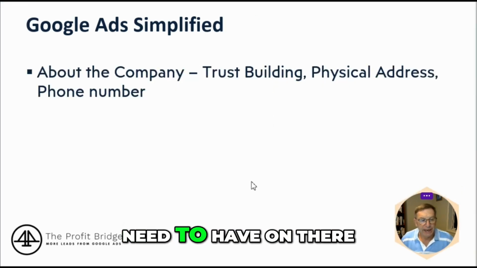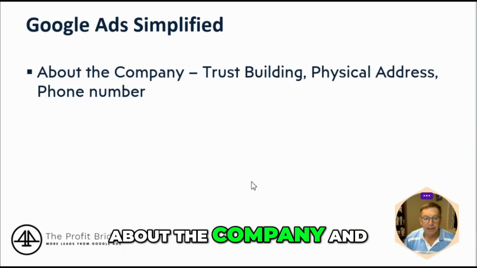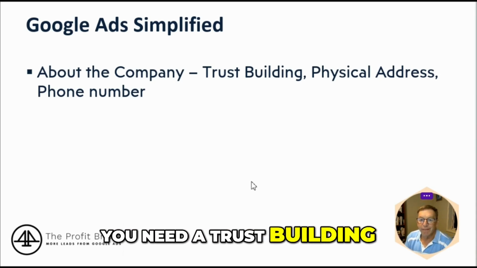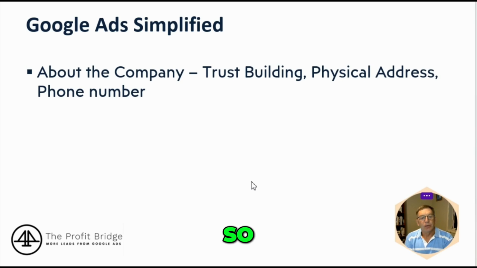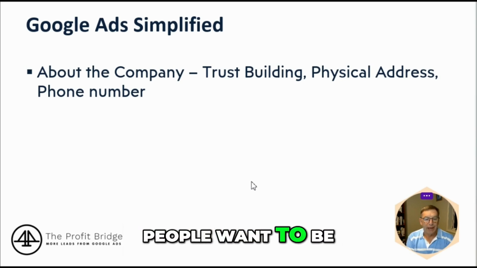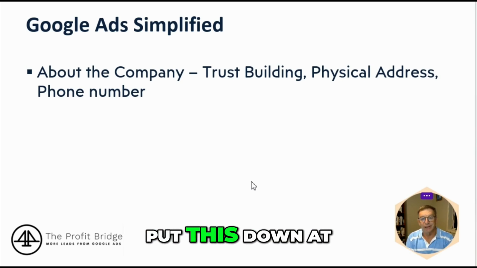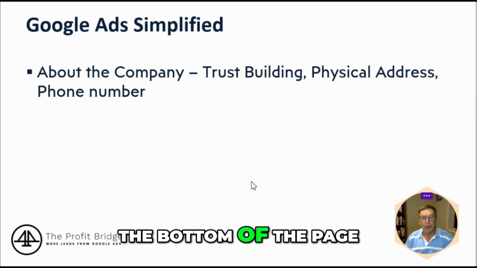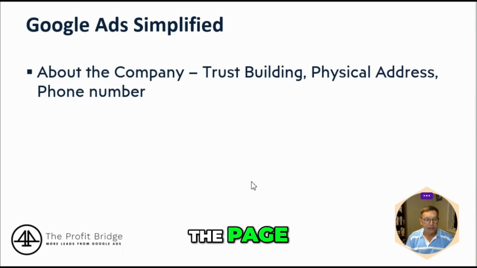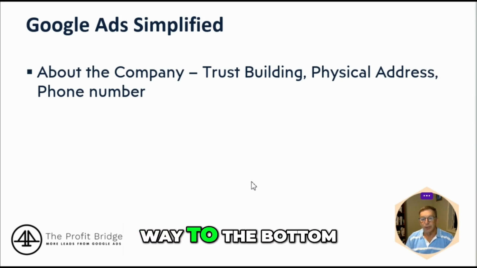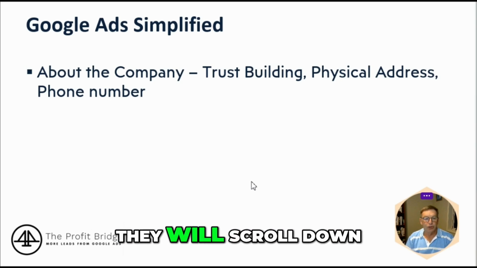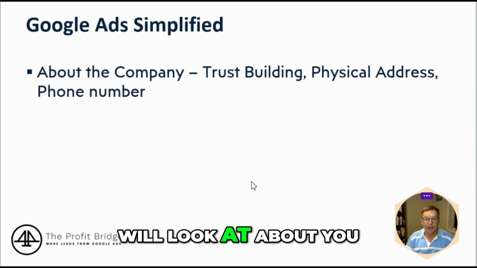What else do you need to have on there? You need to have about the company, and you need a trust building physical address and a phone number. So worst case scenario, people want to be able to contact you. So you can still put this down near the bottom of the page, so that people can still scroll all the way to the bottom. If they are serious enough, they will scroll down the bottom and they will look at about you.